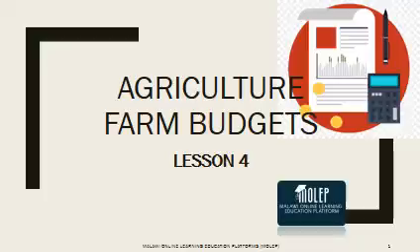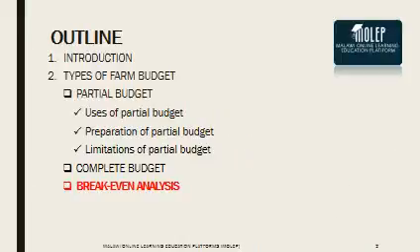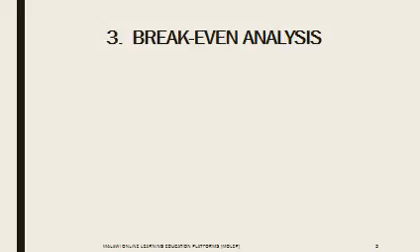So this is our lesson number 4 in farm budget. According to the syllabus, this is how we have been moving in this topic of farm budget. From lesson 1 I introduced what farm budgeting is, then we went as far as types of farm budgets, which are partial budget, complete budget, and break-even analysis. Welcome to the final type of farm budgets, which is known as break-even analysis.